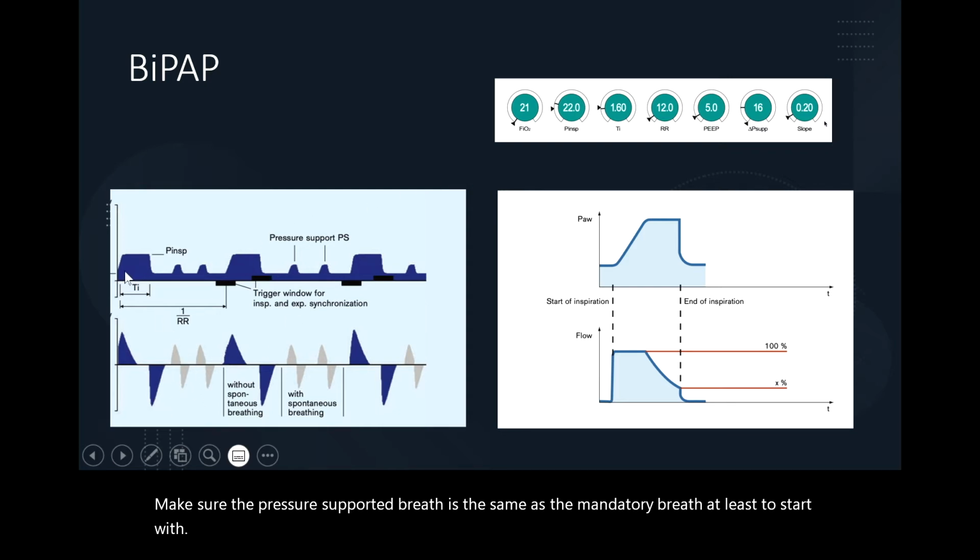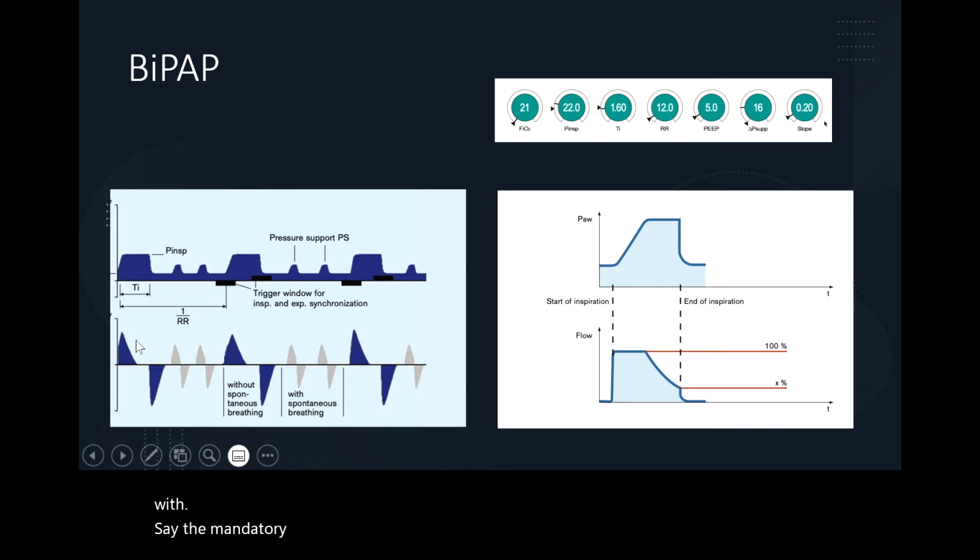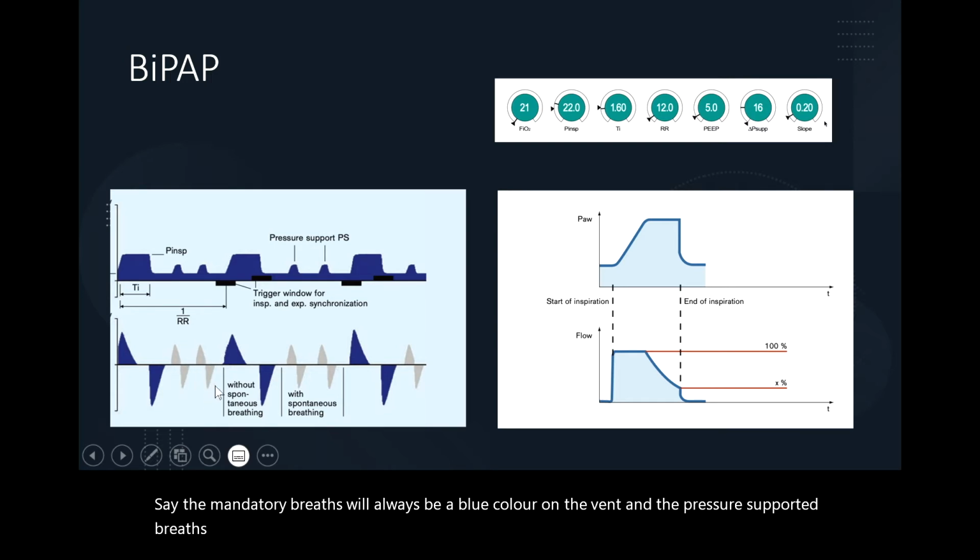So the mandatory breaths will always be a blue color on the vent, and the pressure supported breaths turn out this nice little gray color, so you can tell when the patient is spontaneously breathing.